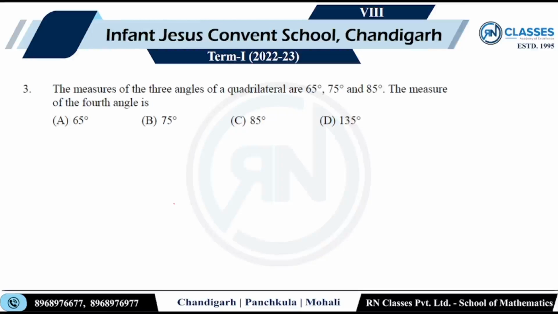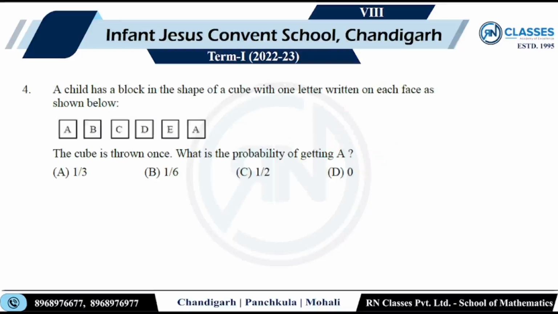Question number 3. The measures of the three angles of a quadrilateral are 65 degrees, 75 degrees, and 85 degrees. The measure of the fourth angle is. Three angles' measures are given, and we have to find the fourth angle. Of course, angle sum property: 65 plus 75 plus 85 plus x is equal to 360. It's an objective paper, so you don't have to do anything over here. Just put in the value of x directly and subtract. The answer is 135. D part is the right option.